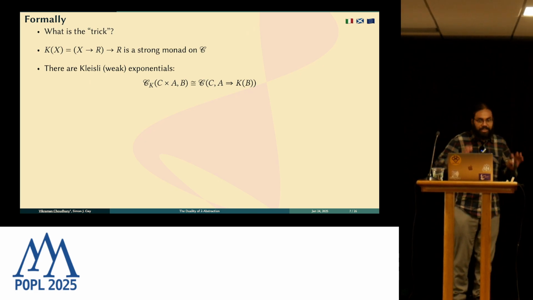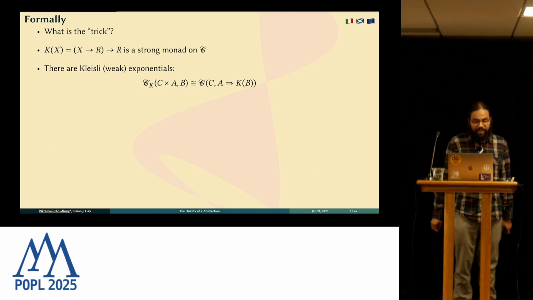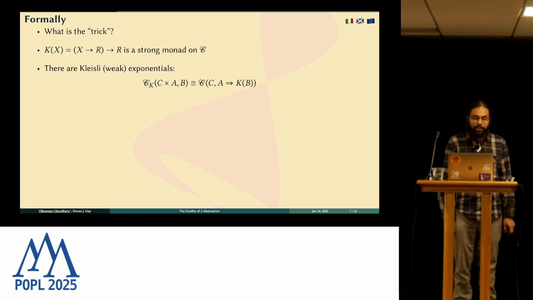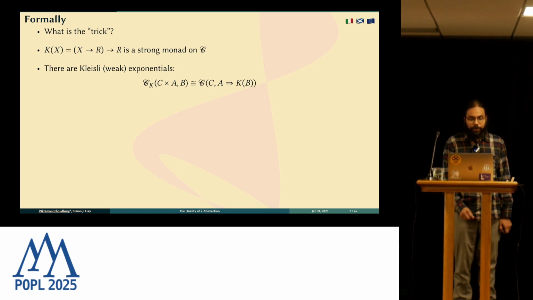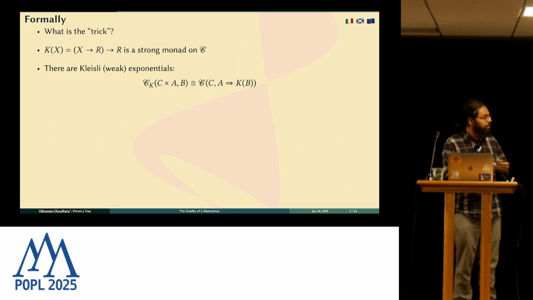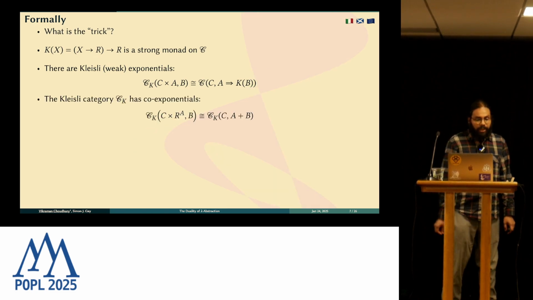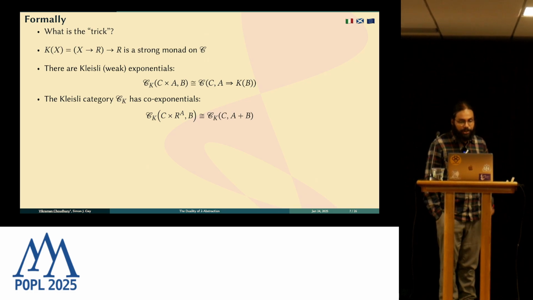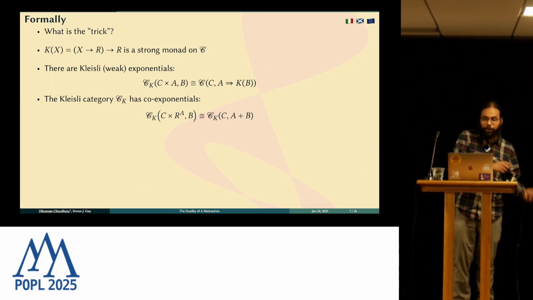I like to understand things from a deeper perspective. So I won't tell you the full details, but you can read the paper to find out what exactly it is. So the trick is really about Kleisli categories. The continuation monad is a strong monad, and it has a Kleisli category. And when you have a strong monad, you can have a nice, well-behaved notion of weak exponentials. And the Kleisli category for the continuation monad has some additional structure, which is really interesting. It allows you to construct left adjoints to sums.